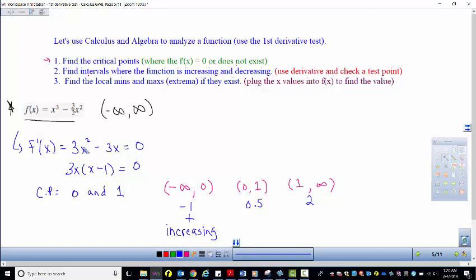I'm going to put 0.5 in there. So if I put 0.5 in there, that's going to give me a negative value. And you can use your calculator to look at that, but I know it's going to give me a negative value, which would mean my function is decreasing.